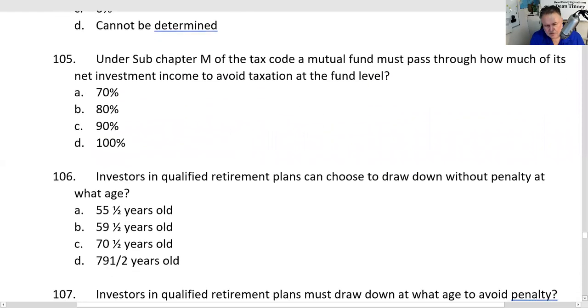That's very much a test question. Very much a test question. So, most mutual funds are going to do substantially better than the 90%. The answer is C, very testable.